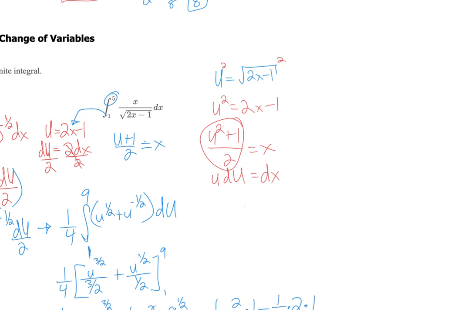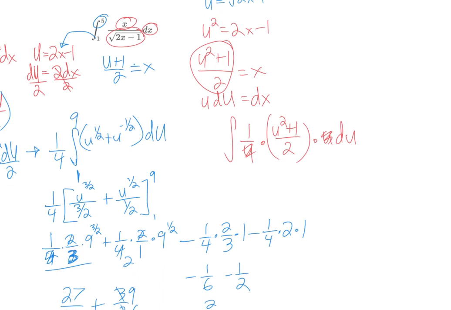So then we could substitute this back in. And I've got three parts. I've got the u on the bottom, I've got the x and the dx. So the u on the bottom times the value of x times dx. My u's cancel, and I'm now taking the integral of u squared plus 1 over 2 du.